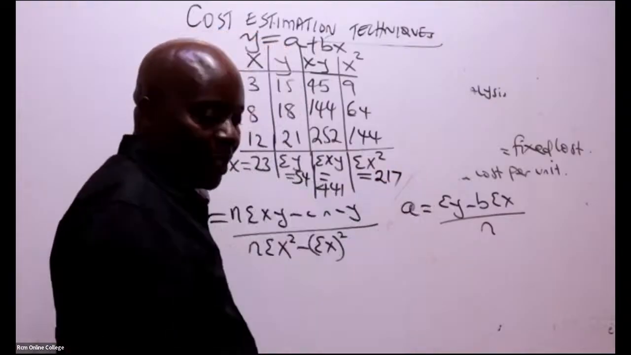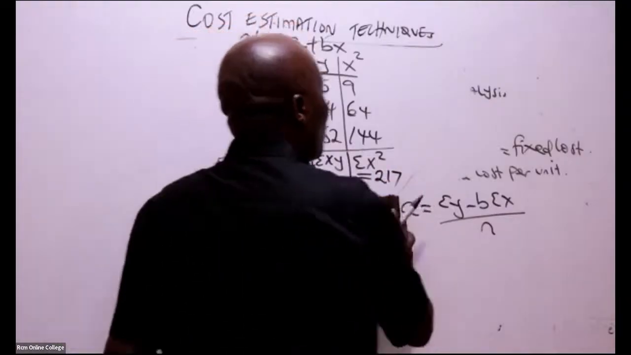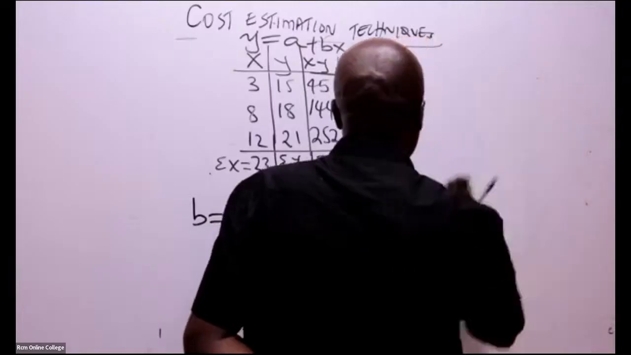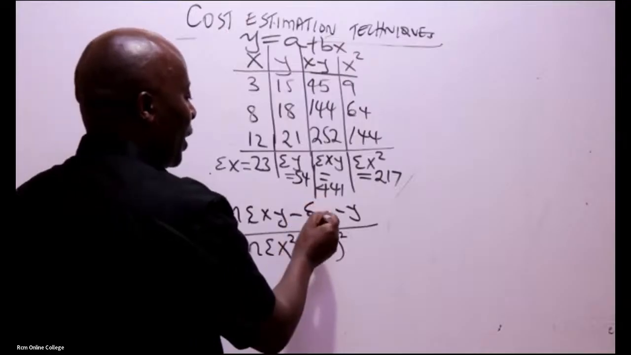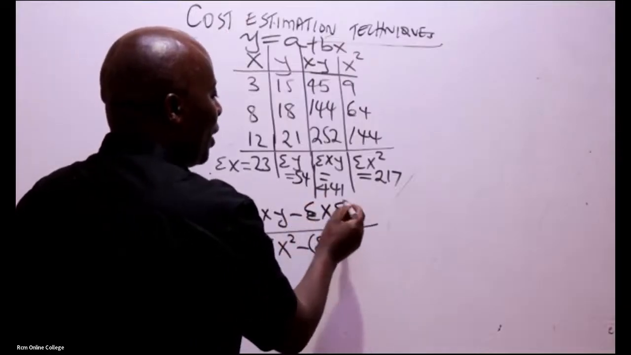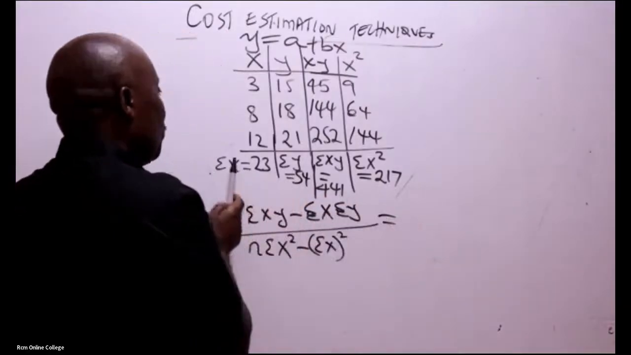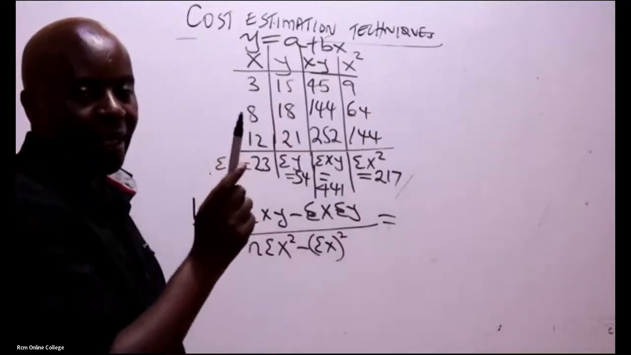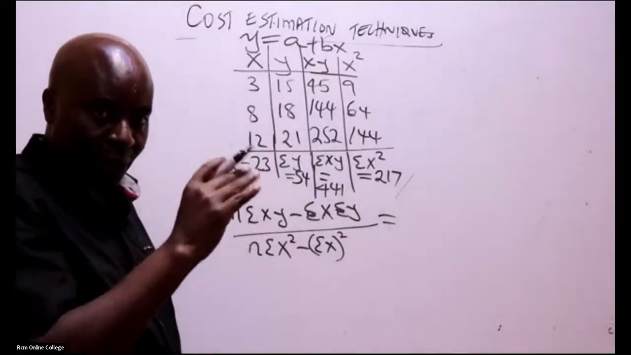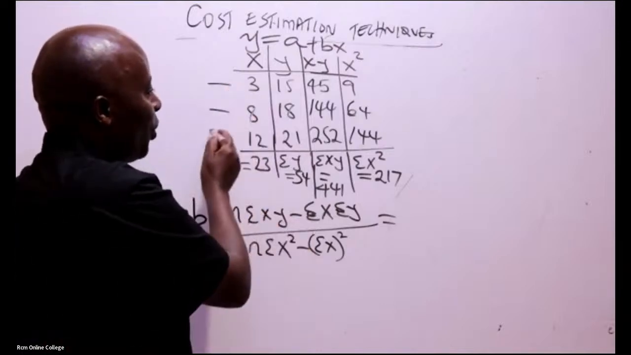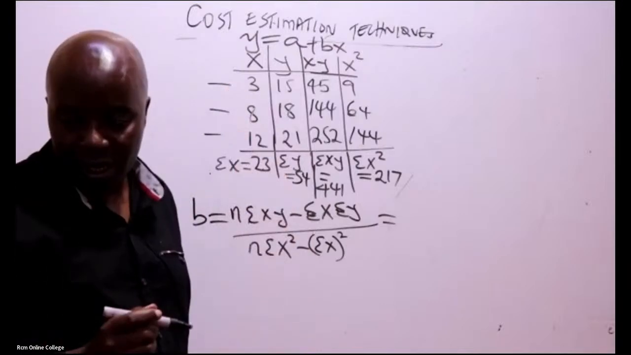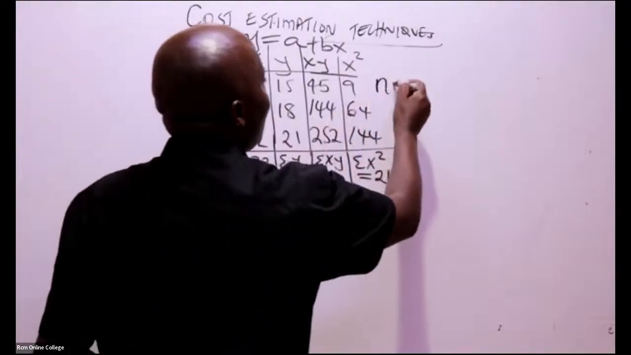So the very first thing, ladies and gentlemen, that we shall be able to do is to get the value of b. Let's get the value of b first. So who is able to give me the value of n? N represents the data points, xy. So these are 3 points. N is 3. So in this question, n is 3.